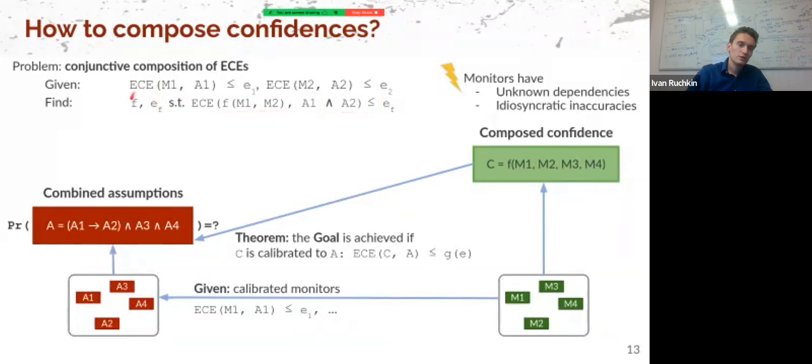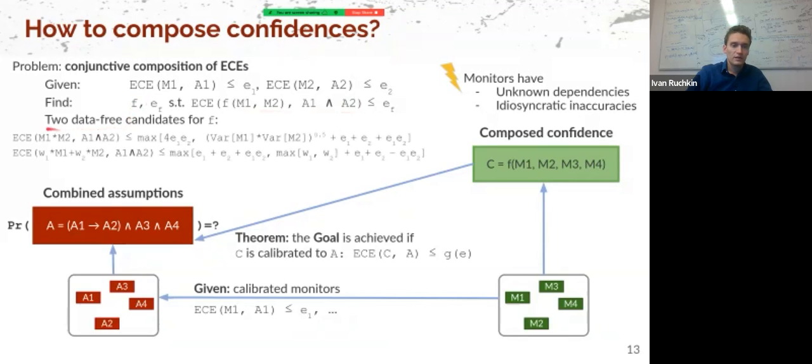We took a couple of functional families in place of f and investigated what kind of bounds we can get. And these functional families can be used directly without any extra data. These families are multiplicative confidence and the weighted average of confidences. And here are the bounds. The details are not important. What is important is that we get known guaranteed calibration bounds for such compositions.